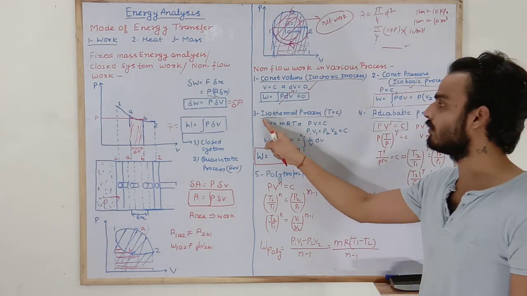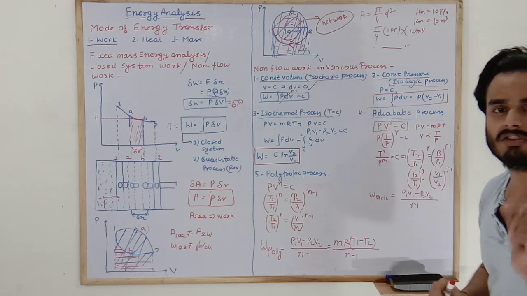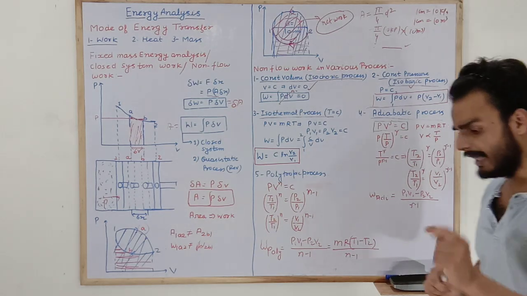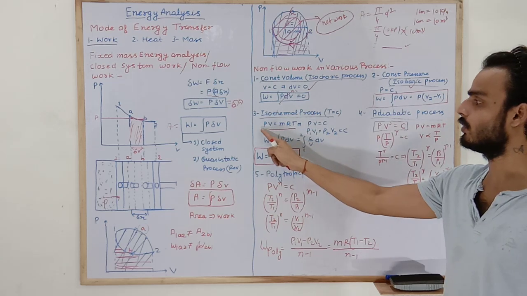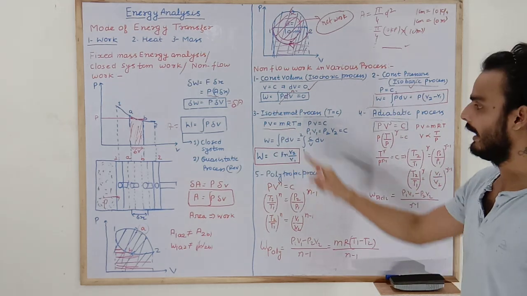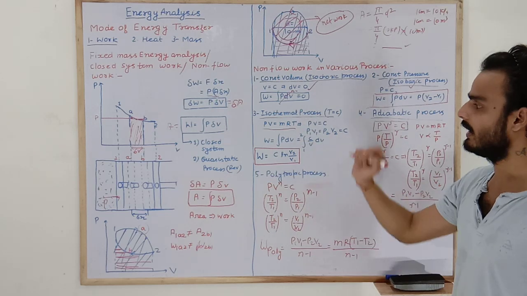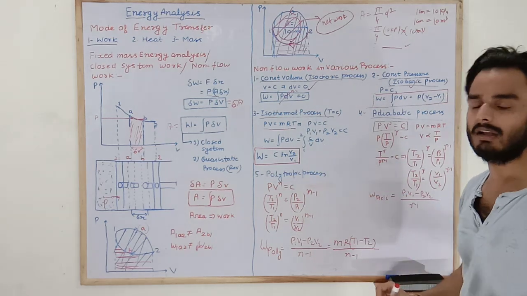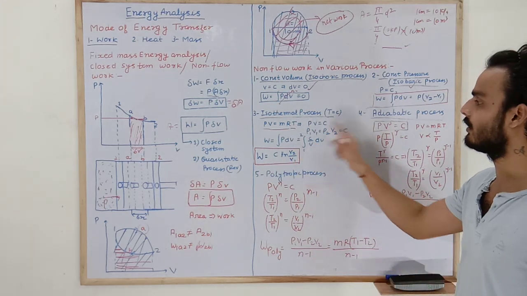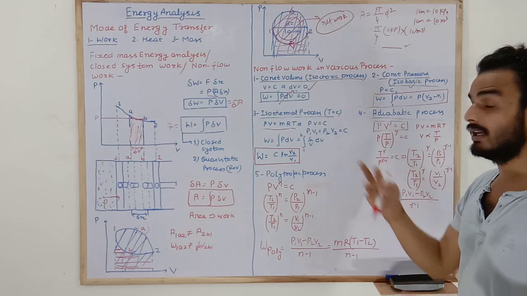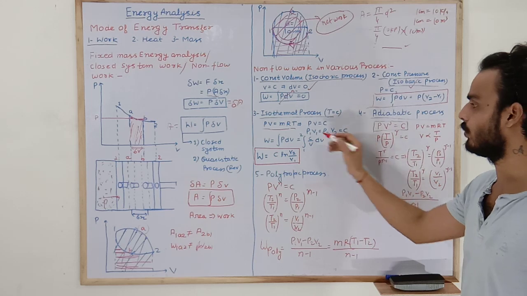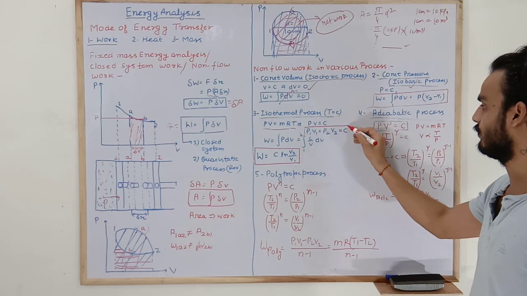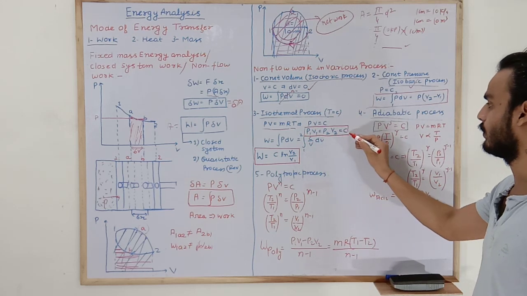Now third is your isothermal process, that means temperature will be constant. If your gas is an ideal gas, we know the ideal gas equation is PV equal to mRT. Here temperature is constant, m is constant, and R is constant. So we can write PV is equal to constant. If there are two states 1 and 2, we can write P1 V1 is equal to P2 V2 is equal to constant.